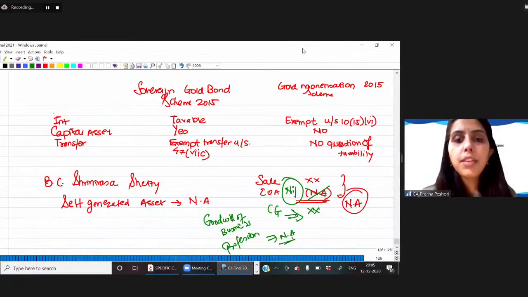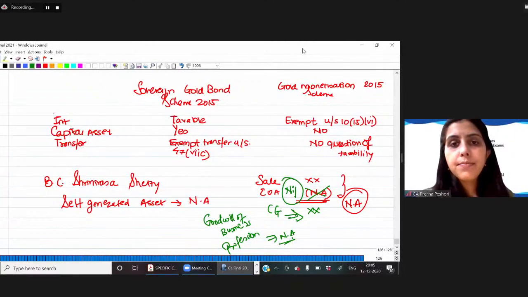Shall we do a sum on rights share? Did you understand the rights shares concept? What will be the cost for rights shares? Let's try and do a sum on that.